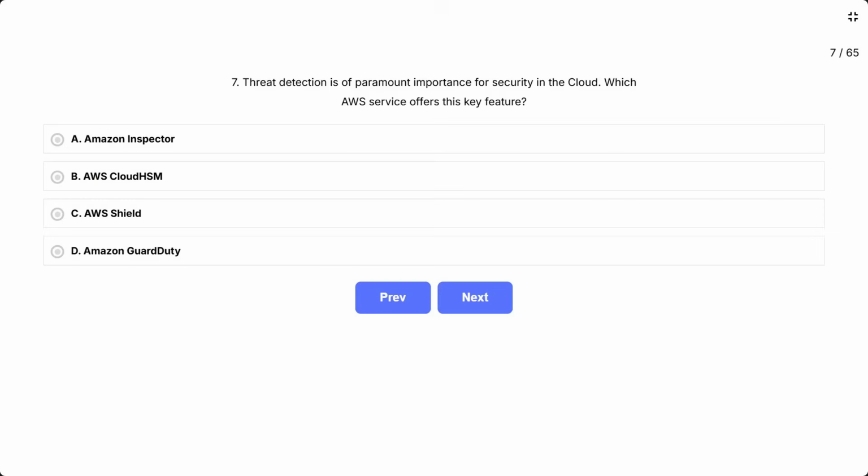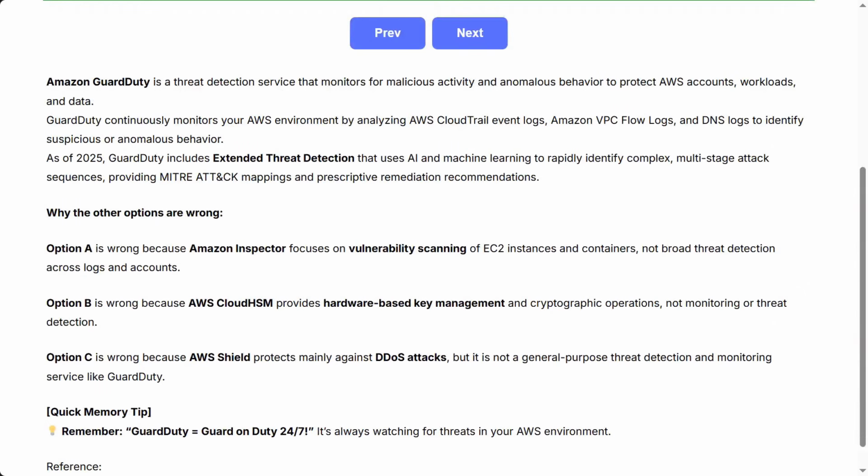The correct answer is D, Amazon GuardDuty. Amazon GuardDuty is a threat detection service that monitors for malicious activity and anomalous behavior to protect AWS accounts, workloads, and data. GuardDuty continuously monitors your AWS environment by analyzing AWS CloudTrail event logs, Amazon VPC flow logs, and DNS logs to identify suspicious or anomalous behavior. As of 2025, GuardDuty includes extended threat detection that uses AI and machine learning to rapidly identify complex, multi-stage attack sequences, providing MITRE ATT&CK mappings and prescriptive remediation recommendations.